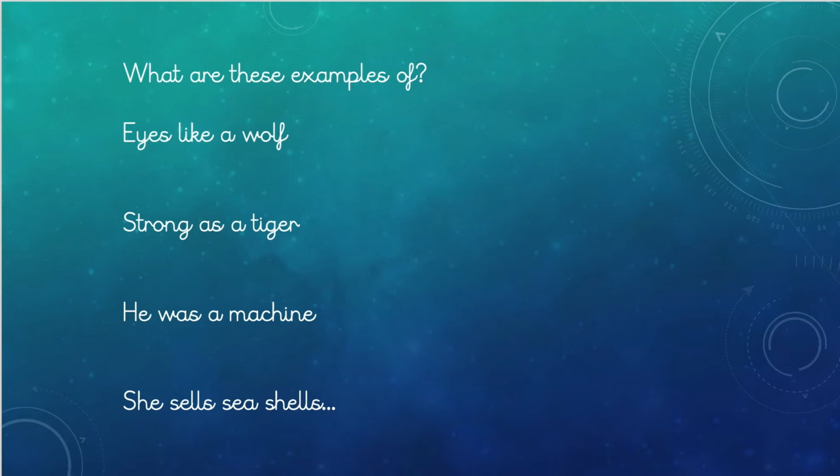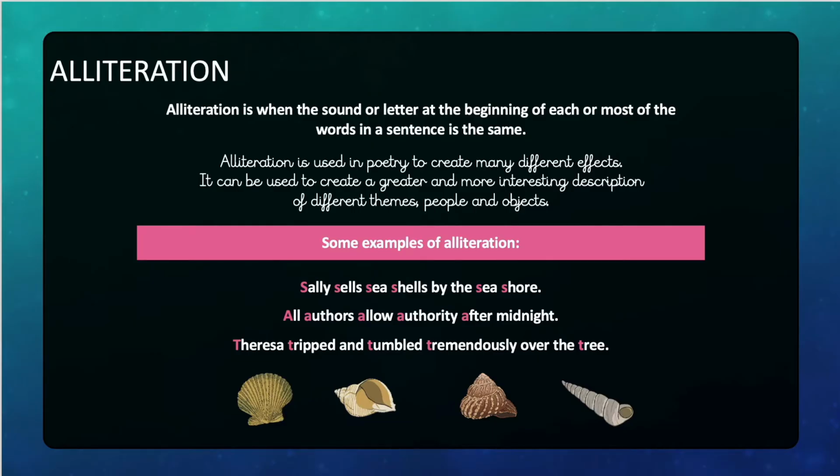On the following slides, I'm going to talk through some examples of different poetic devices which we have used already this year. This is more of a reminder for us. Alliteration is when the sound or letter at the beginning of each or most of the words in a sentence is the same. Alliteration is used in poetry to create many different effects. It can be used to create a greater and more interesting description of different themes, people, and objects.